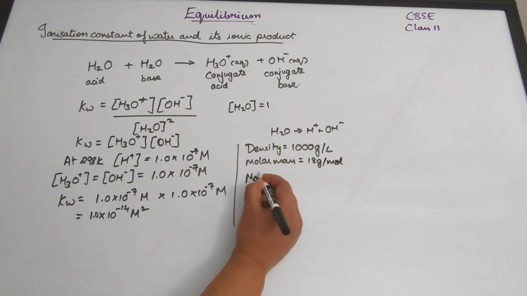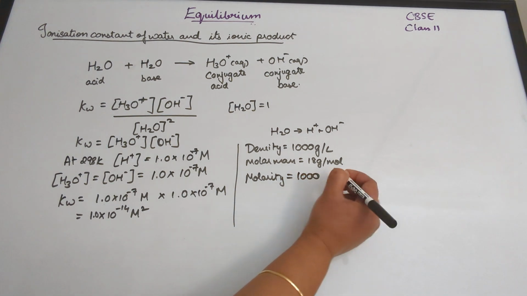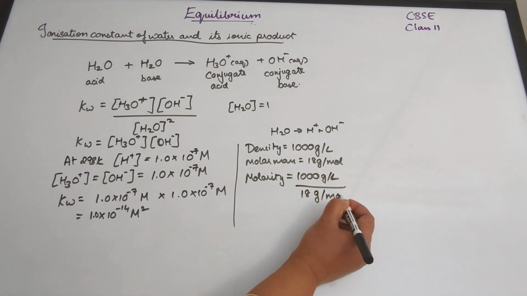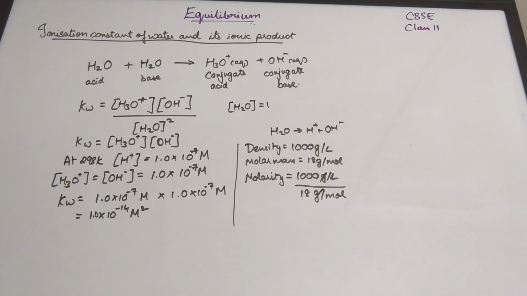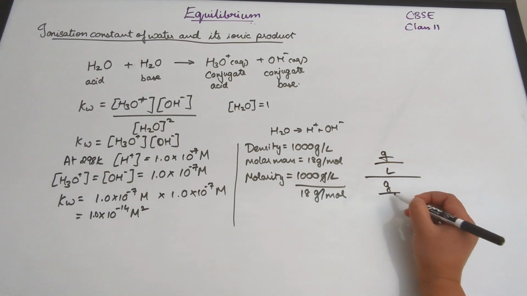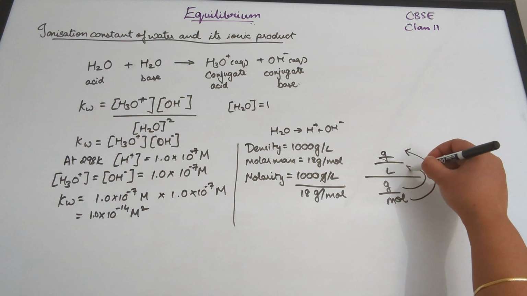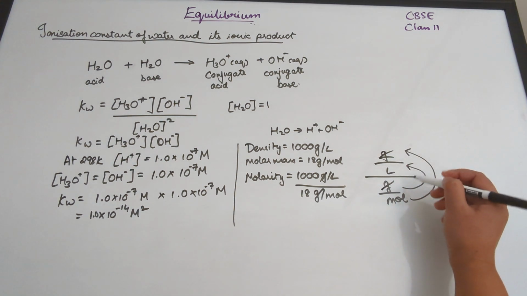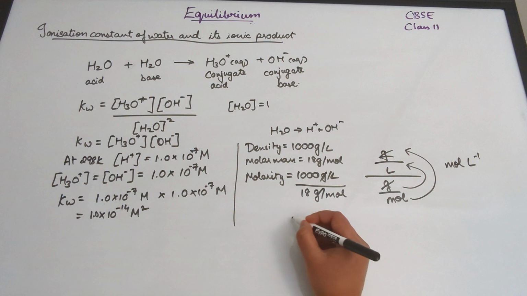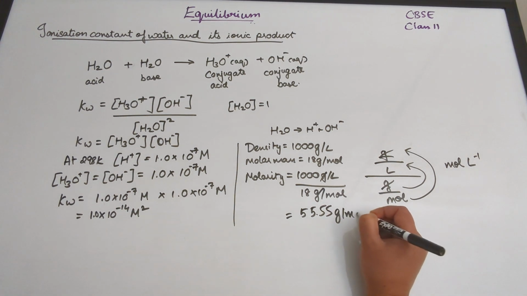Now the molarity can be calculated as 1000, that is the density, 1000 grams per liter, divided by 18 grams per mole. Now gram and gram will get cancelled. When you have a fraction, gram divided by liter, whole divided by gram divided by mole, my math teacher taught me this a long time ago: you have to flip and then multiply. So essentially the gram is going to be in the denominator, so you're going to be left with moles per liter. So that's essentially the molarity, right? So the molarity of water is going to be 55.55, in moles per liter.